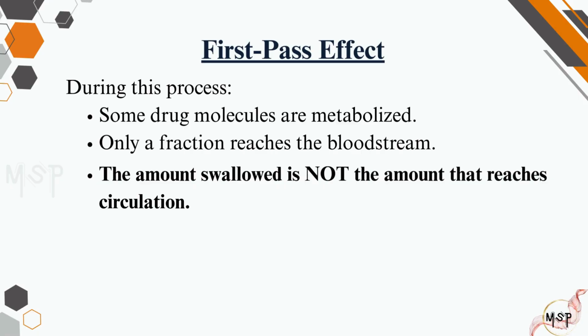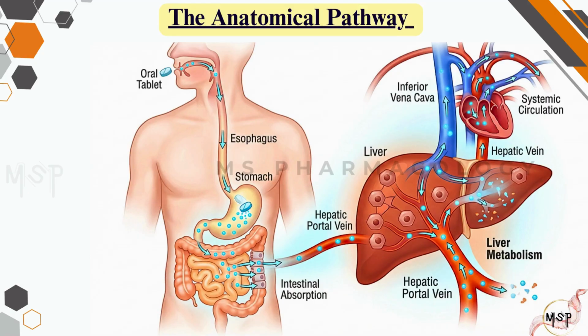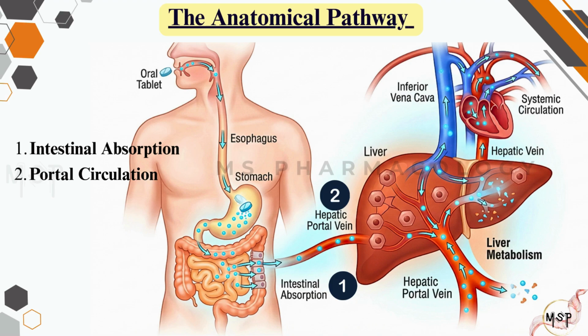Let's break down the journey. The first pass effect occurs because of the unique anatomical arrangement of the digestive system's blood supply. Step 1. Intestinal absorption. The drug must first cross the plasma membrane of the enterocytes, intestinal cells. Step 2. Portal circulation. Once absorbed, the drug does not go directly to the heart. Instead, it enters the hepatic portal vein.